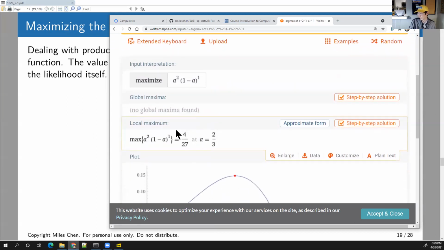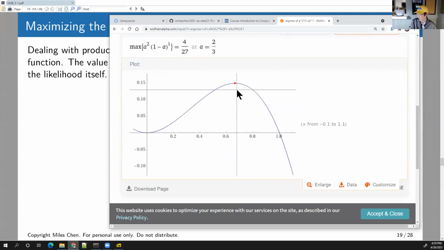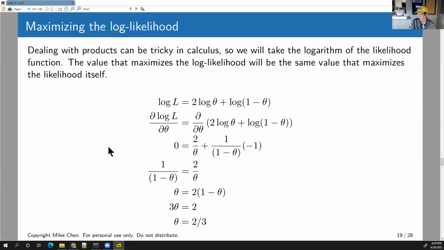Okay, so if you ask Wolfram Alpha, indeed it says theta is 2/3, and it's right here. This is our plot. Okay.